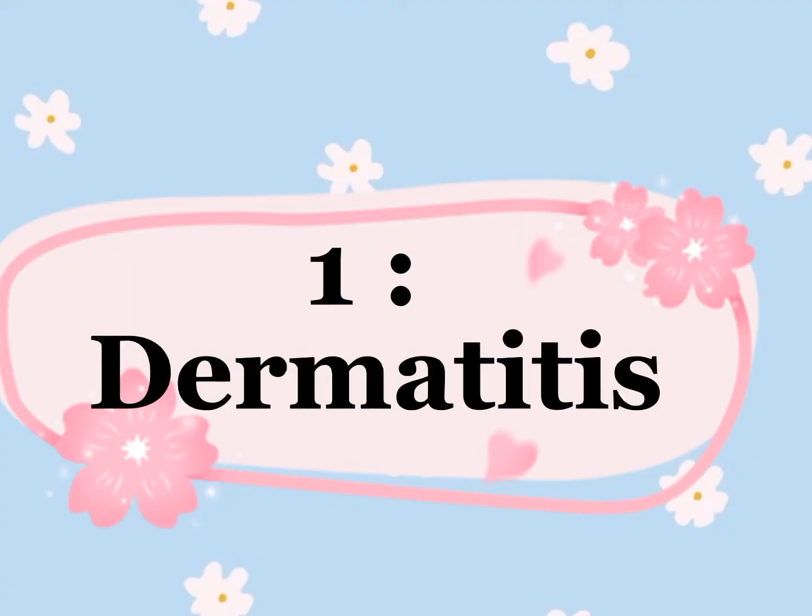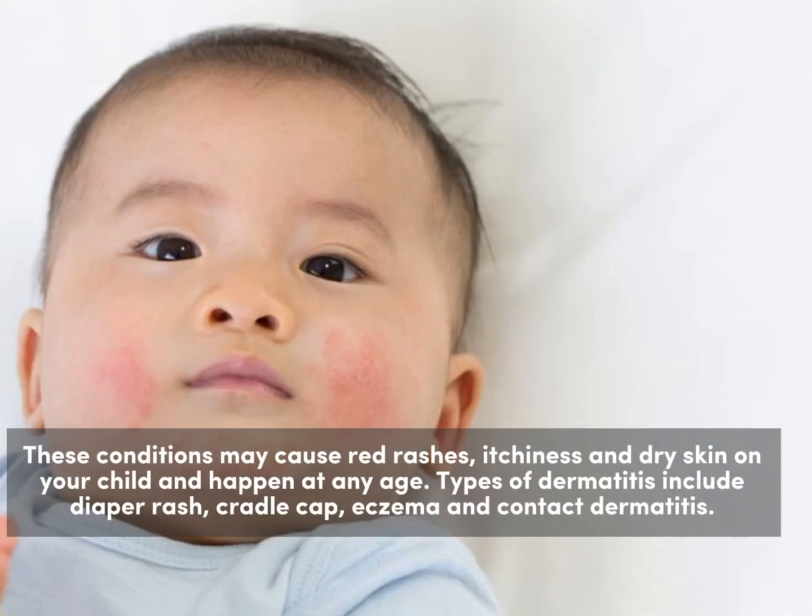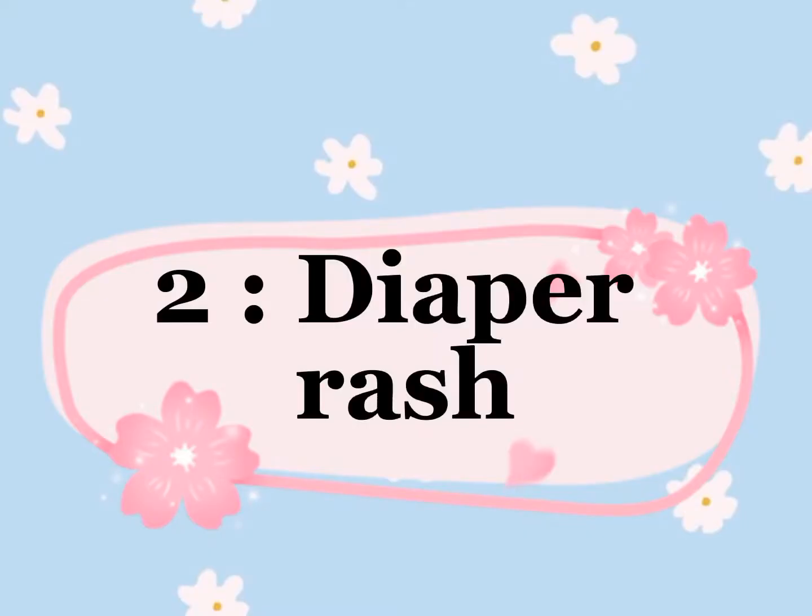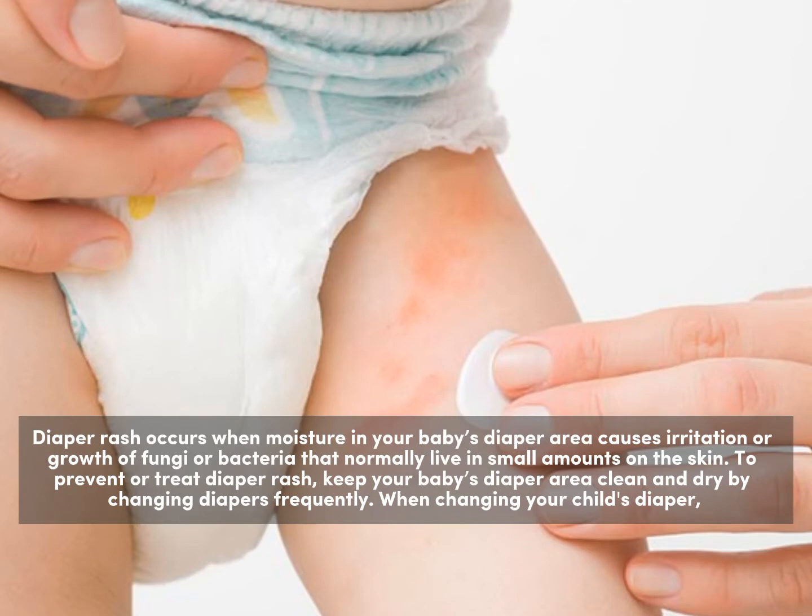1. Dermatitis. These conditions may cause red rashes, itchiness, and dry skin on your child and happen at any age. Types of dermatitis include diaper rash, cradle cap, eczema, and contact dermatitis. 2. Diaper rash. Diaper rash occurs when moisture in your baby's diaper area causes irritation or growth of fungi or bacteria that normally live in small amounts on the skin. To prevent or treat diaper rash, keep your baby's diaper area clean and dry by changing diapers frequently when changing your child's diaper.